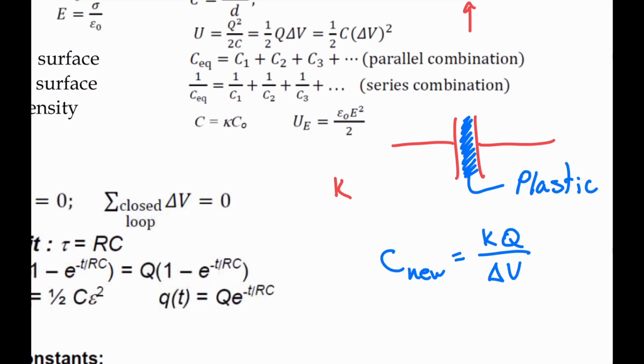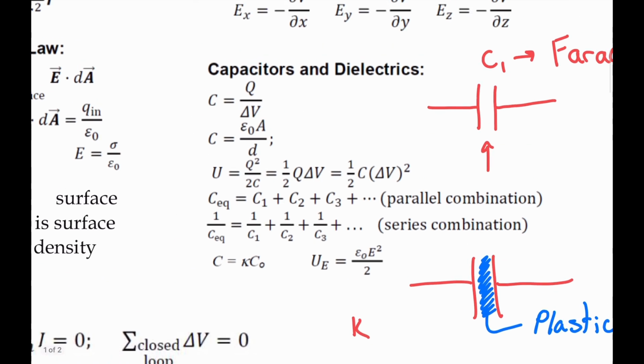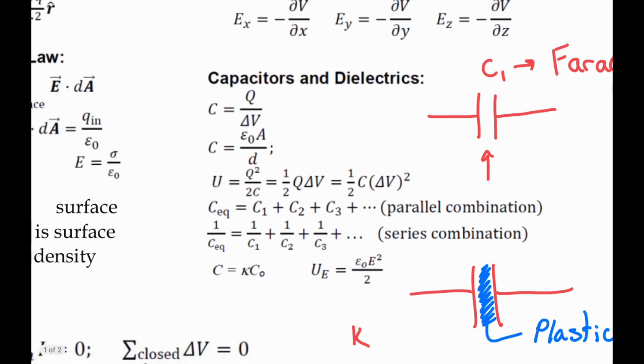So now that you have this equation here, you can just multiply by kappa everywhere if you want to find the new capacitance. So I can multiply by kappa here, by kappa here, kappa here. I can multiply kappa everywhere I see a Q just by using this equation here.